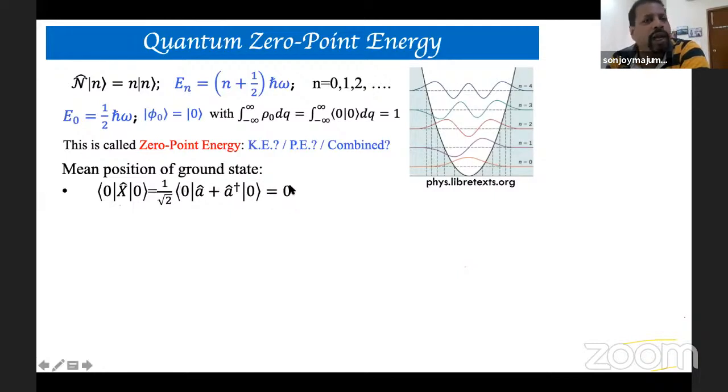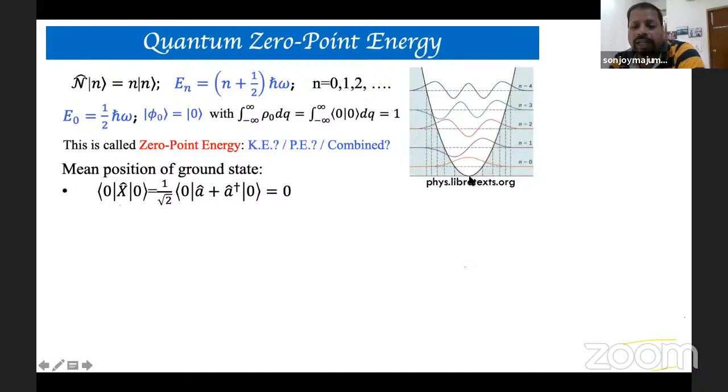So ultimately what you will get is the value 0. Once you do the measurement and take the mean value of the measurement, you will see that the particle's mean position will be at the center of the trap.